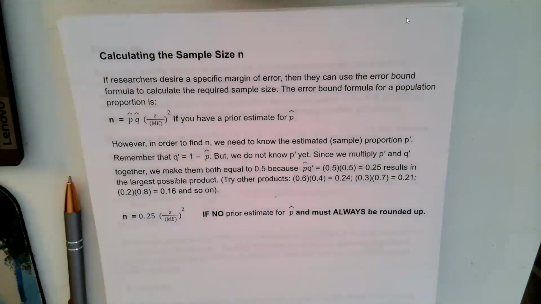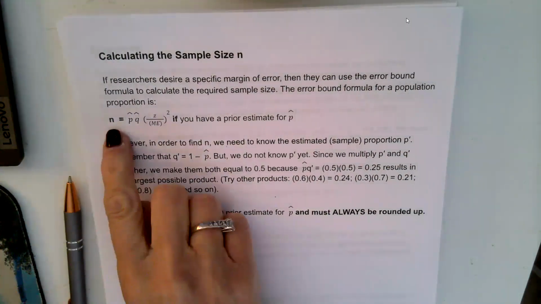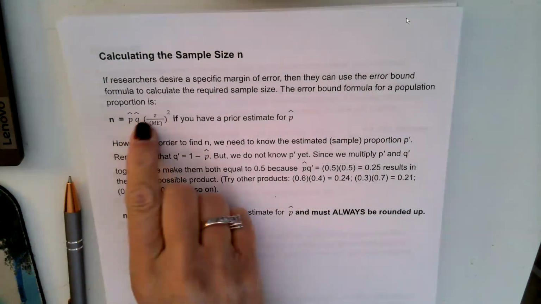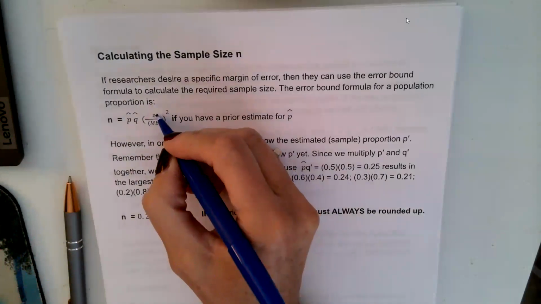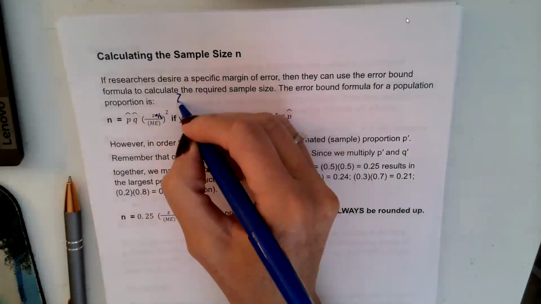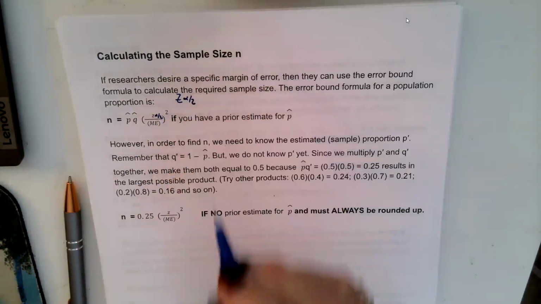Okay, so we are going to talk about sample size for proportions in this lesson, end of this video here. It says if researchers desire a specific margin of error, then they can use the error-bound formula, the margin of error, to calculate the required sample size. The error-bound formula for a margin for a population proportion is the sample size n should be the p hat times the q hat times the critical z divided by the margin of error. And that's z of alpha divided by 2.